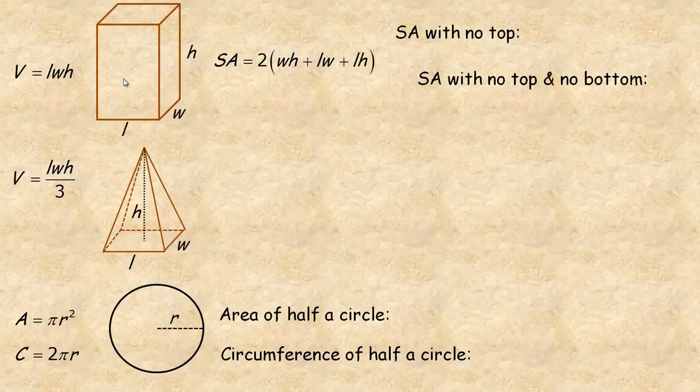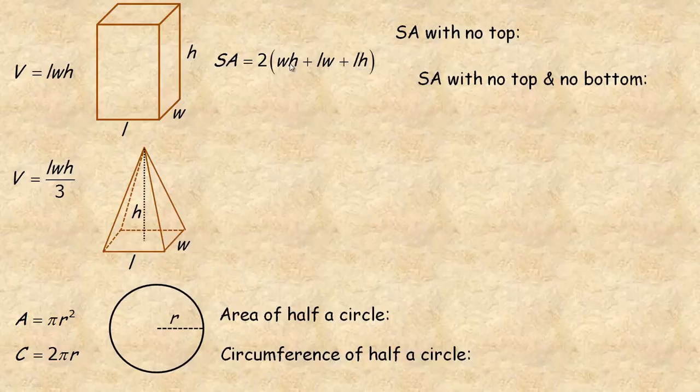So we have a rectangular prism up here at the top. The volume is the length times the width times the height. So there's the length, width, and height. And the surface area is 2 times the width times the height plus the length times the width plus the length times the height.